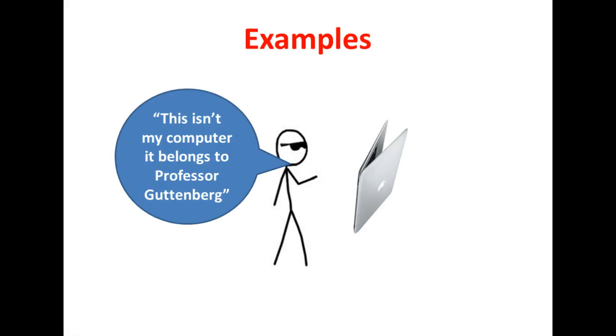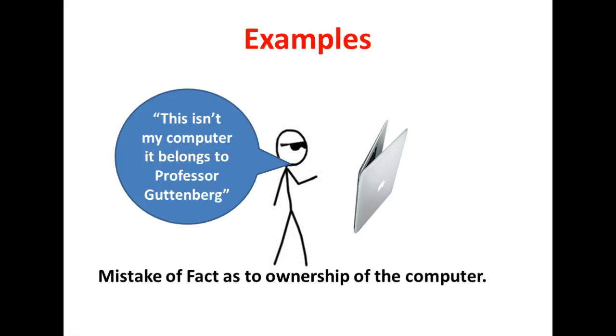Again, now back to the computer, taking the wrong computer. This isn't my computer, it belongs to Professor Guttenberg. So now the determination is mistake of fact as to ownership of the computer. Is he guilty of larceny?